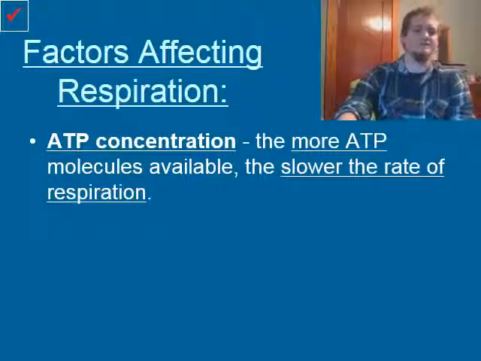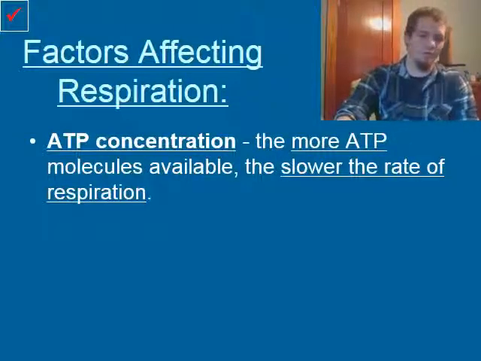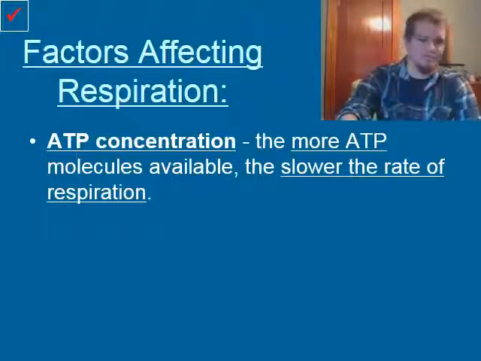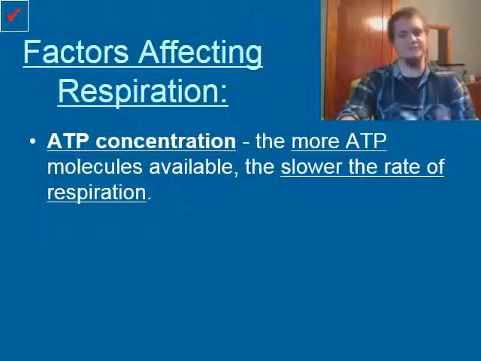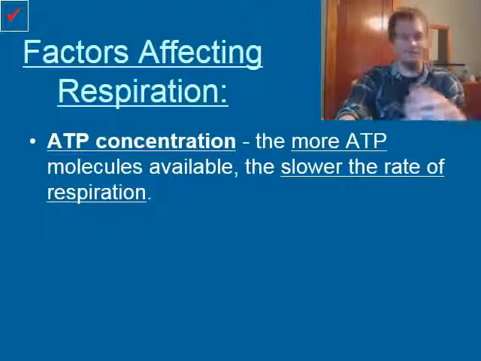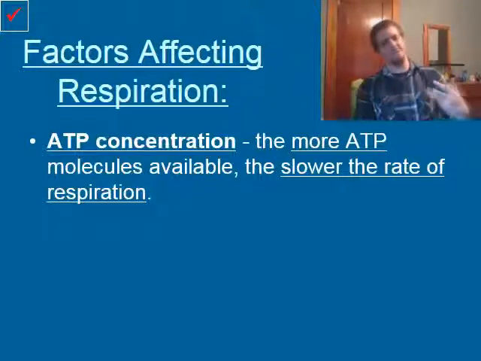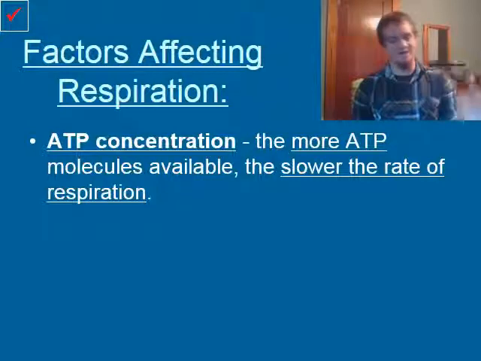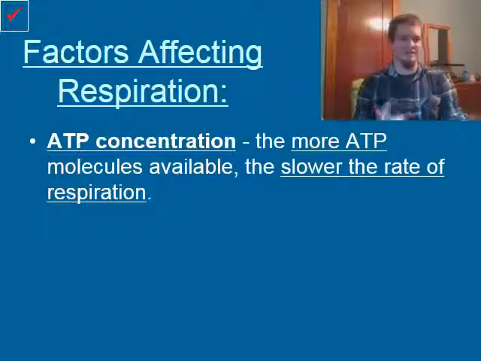So factors affecting cell respiration are pretty straightforward. Pretty much the only thing affecting cell respiration is the ATP concentration. The more ATP available, the slower the rate. Which makes sense because if your body already has a buildup of ATP, it doesn't have to go through and create a bunch to keep you going.